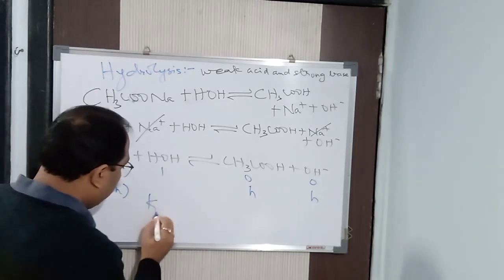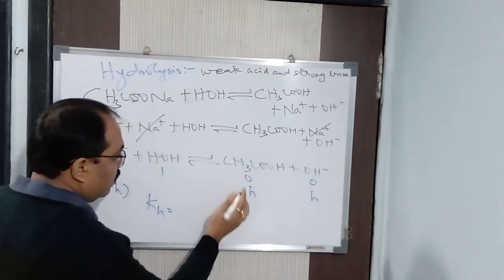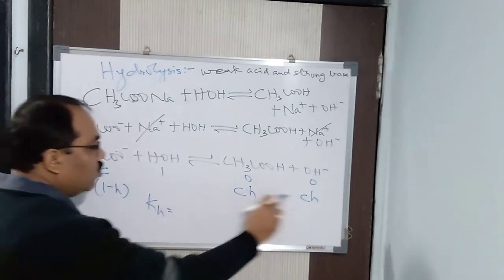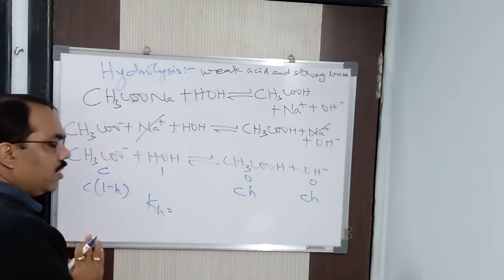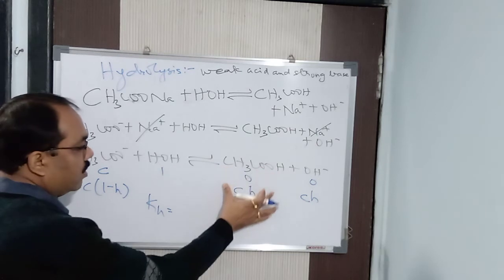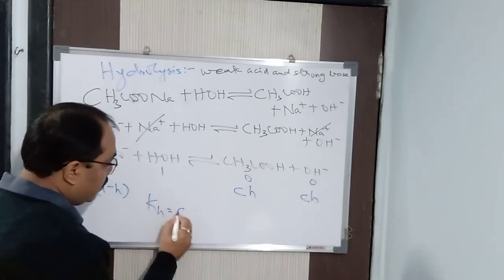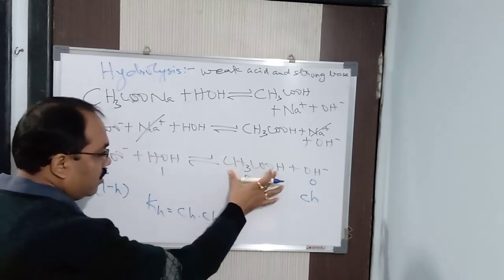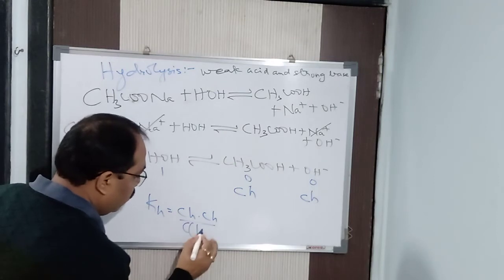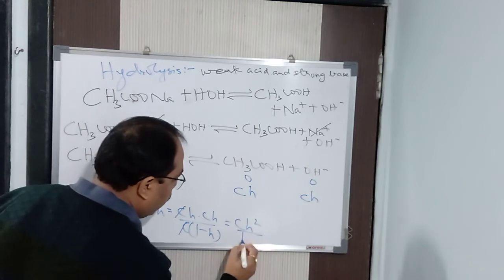Now, next is KH. KH is nothing but this into this. The concentrations of this and this will be Ch and Ch. I have to multiply C throughout, then only I will get the concentration of this, and the concentration of that. So, KH is Ch into Ch by C into 1 minus h. The C gets cancelled. So Ch square by 1 minus h.